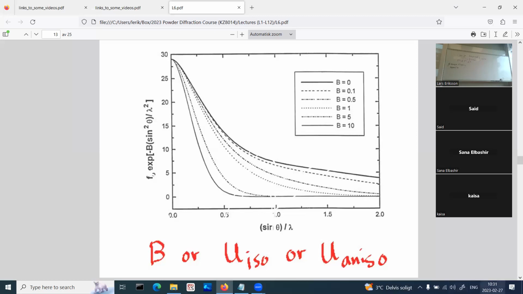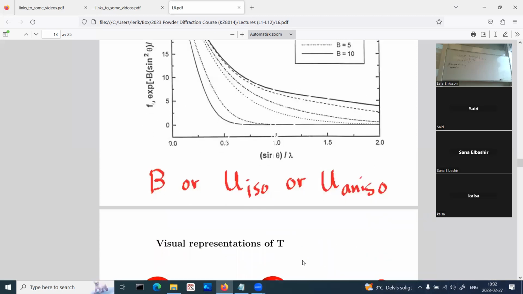These thermal parameters have different names. In powder diffraction it's usually B, but in single crystal it's U. They are the same except for the factor 8 pi squared, but depending on what program you use, you will encounter it.